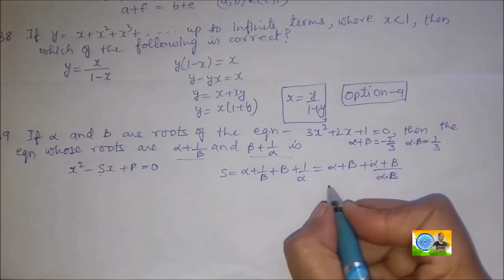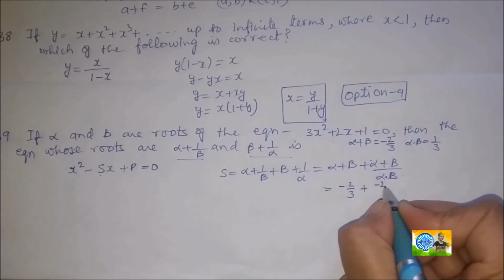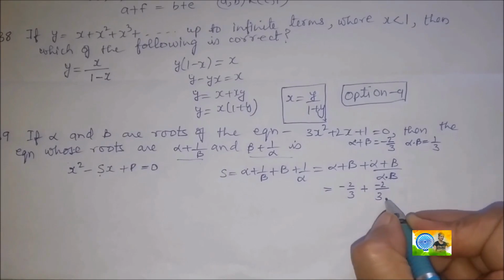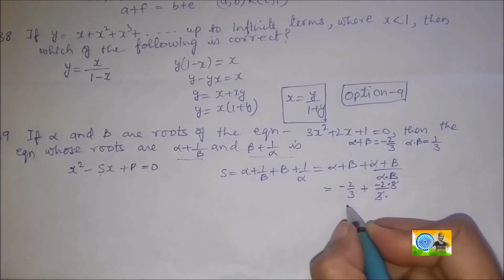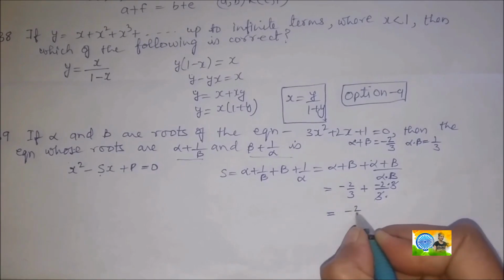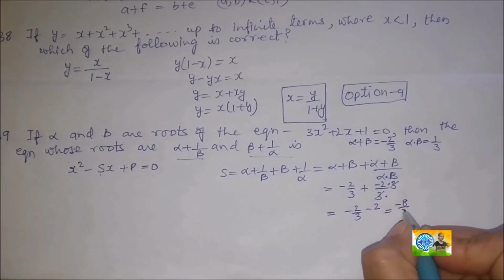So let us substitute these values. This will be minus 2 upon 3 plus minus 2 upon 3, with alpha beta being 1 upon 3. So 3 will go to the numerator, these 2 will get cancelled, and this will be minus 2 upon 3 minus 2, this gives minus 8 upon 3.